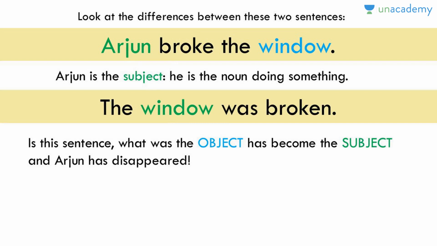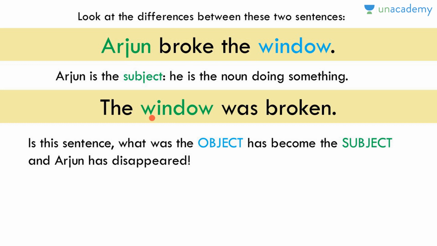Now look at the difference between these two sentences. Now we're getting to the actual part of this lesson. Find out the difference between these two sentences. "Arjun broke the window." "The window was broken." And that's it. So you see that in the first case, who are we talking about? We're talking about Arjun. So then Arjun is the subject. He is the noun doing something. What is he doing? Breaking the window. And then what is getting broken? What is Arjun acting on? That's the window. So that becomes our object.